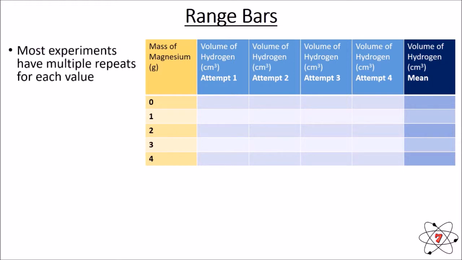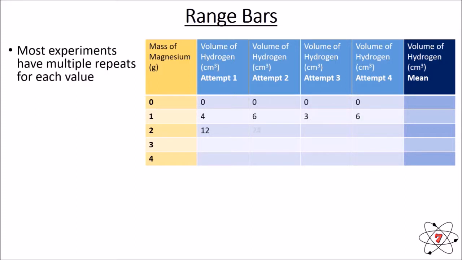Now, in most experiments, we have multiple repeats for each value. The reason for this is very simple. One single set of data is not reliable. We don't know if it was a fluke result, if something strange happened, if there was a problem with the method. We need to take repeat results to point out if our results are reliable. If we continually get the same result or a similar result, then our results are reliable. But one set of data is never enough to be certain or to be sure to draw any conclusions.